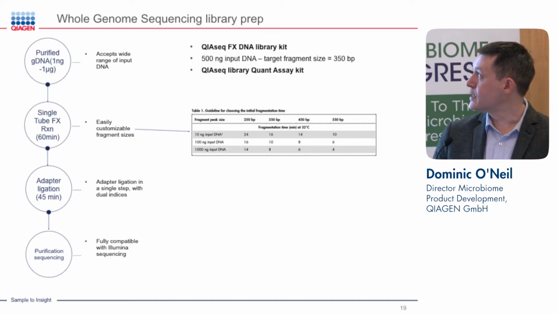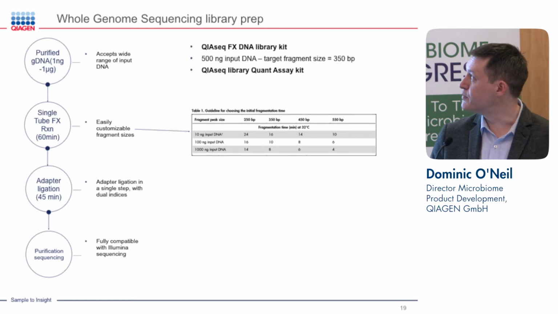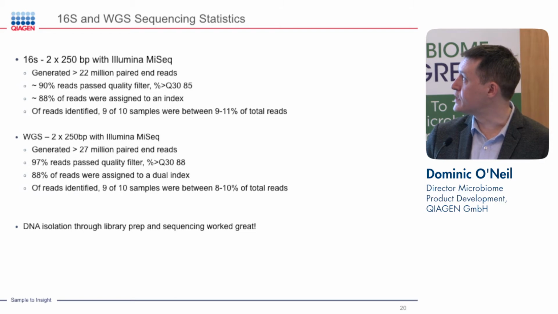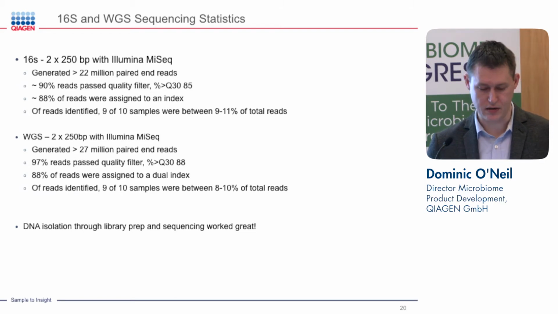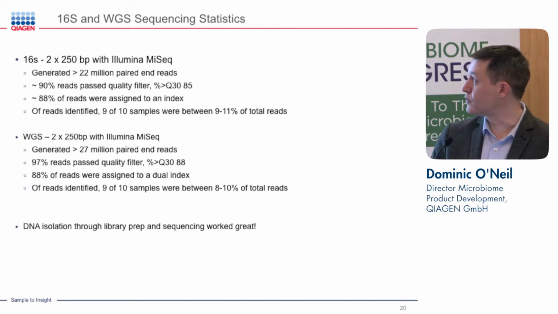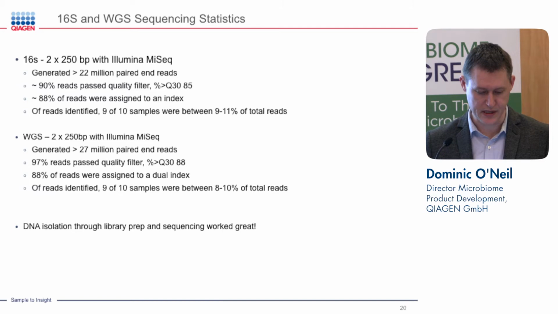On these two sides, on 16S, we got 22 million paired end reads, 85% over Q30, most of them assigned to an index, and a nice even spread across our 10 libraries. And whole genome sequencing was even somewhat better. So we were quite happy with our results. It all worked pretty much on the first try without any optimization needed.